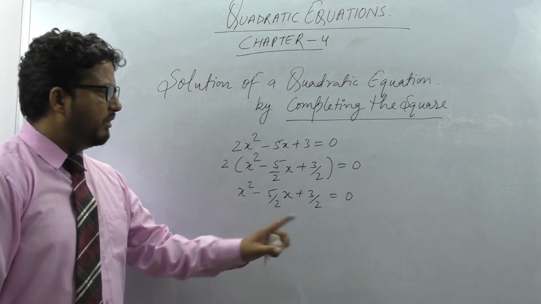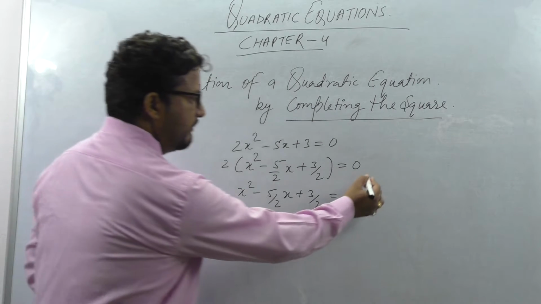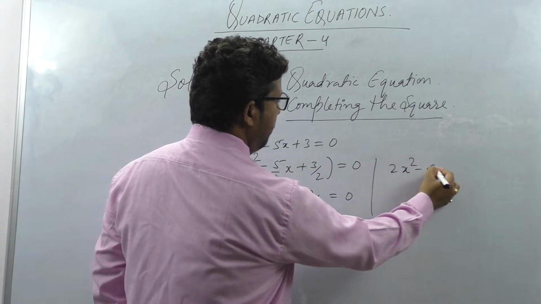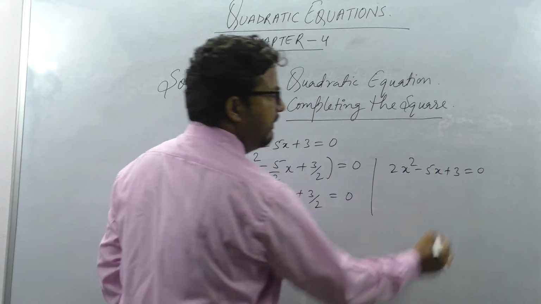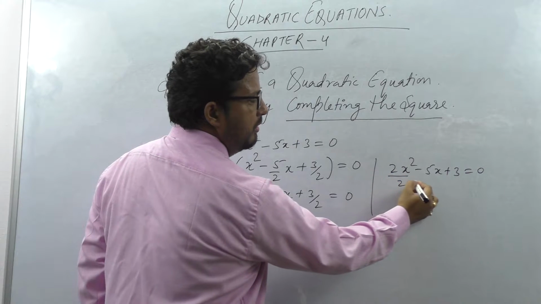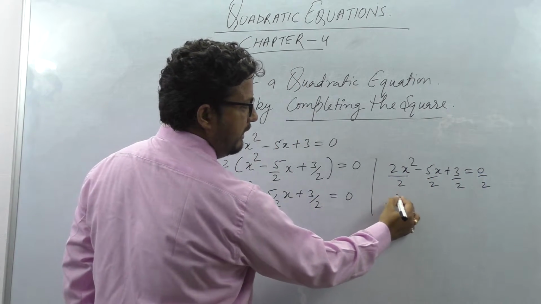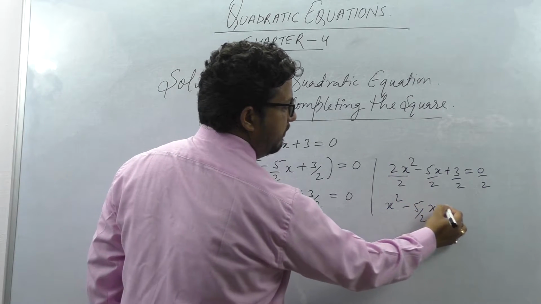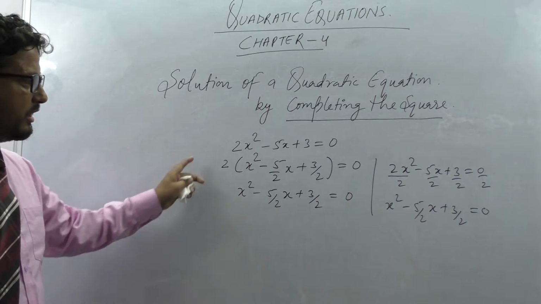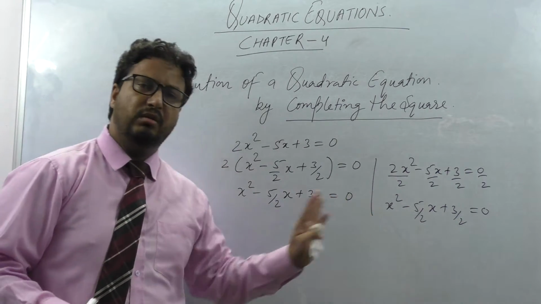I have taken 2 common from all terms. If you are not understanding, again I am going to explain this here. For example, 2x square minus 5x plus 3 equals 0. We want x square independent of the coefficient, so we can divide all the terms by 2. Then you get the same answer, x square minus 5 by 2x plus 3 by 2 equals 0. You can take the common in this way and that way also.